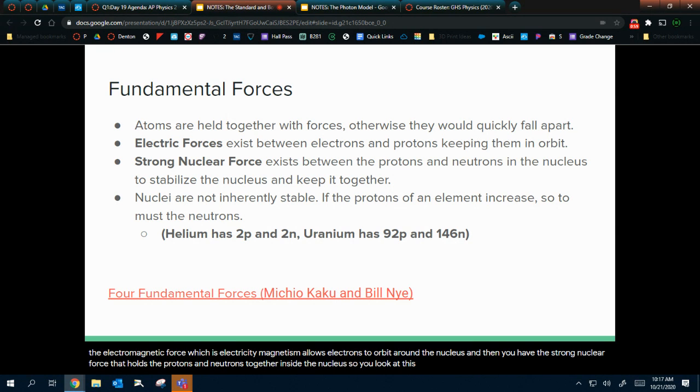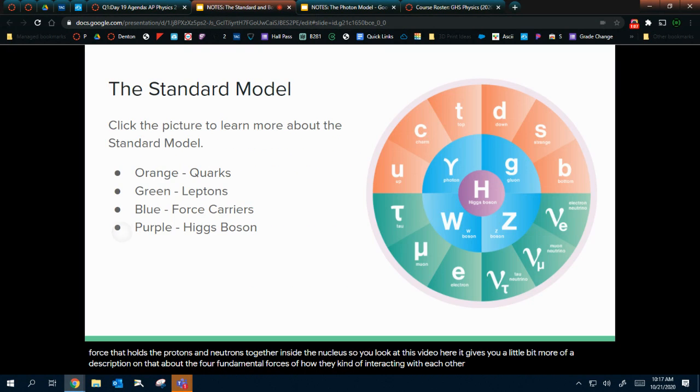Look at this video here, it gives you a little bit more of a description about the four fundamental forces and how they interact with each other. In this section, we're obviously going to focus on the strong nuclear and the weak nuclear.